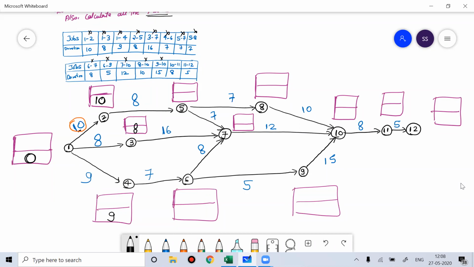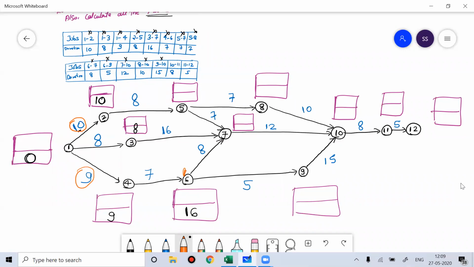Then after 9, you see node 6: 9 plus 7. How much time will it take? 16, so it will get over in 16 hours. Clear now? Everyone is understanding. Very simple. This is called forward pass calculation. So if you see node 1, we will start the work at 0 hours, and if we take 10 hours, it will end in 10 hours.